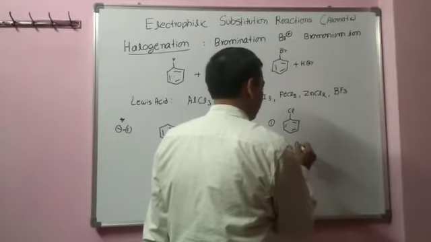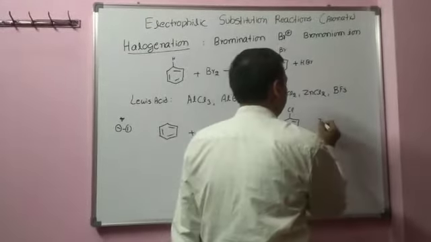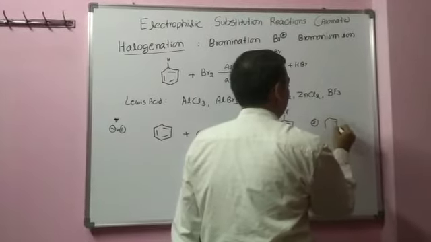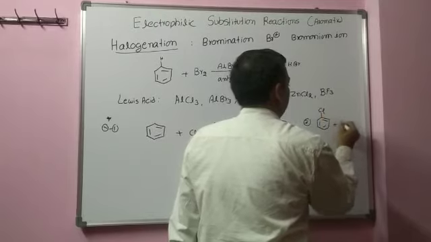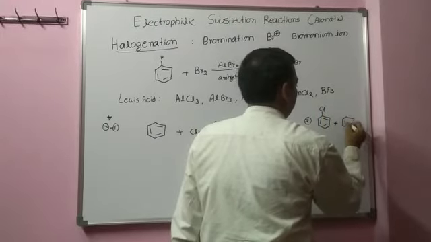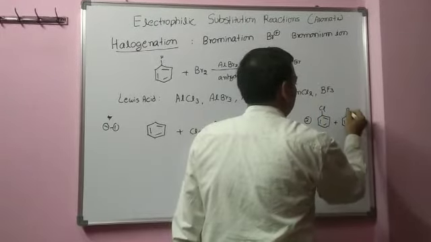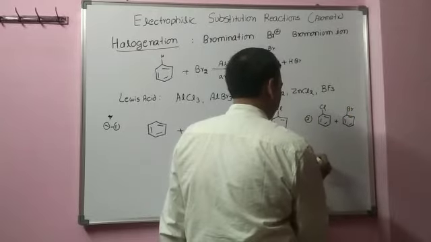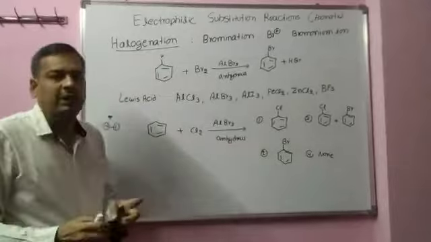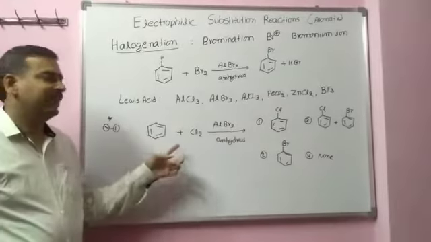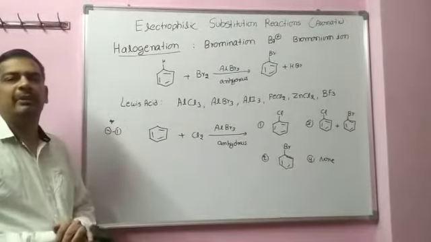Option A, chlorobenzene. Option B, bromobenzene. Option 3, mixture of chloro and bromobenzene. Option 4, none of the above. What is the product formed when benzene reacts with chlorine in presence of AlBr3?